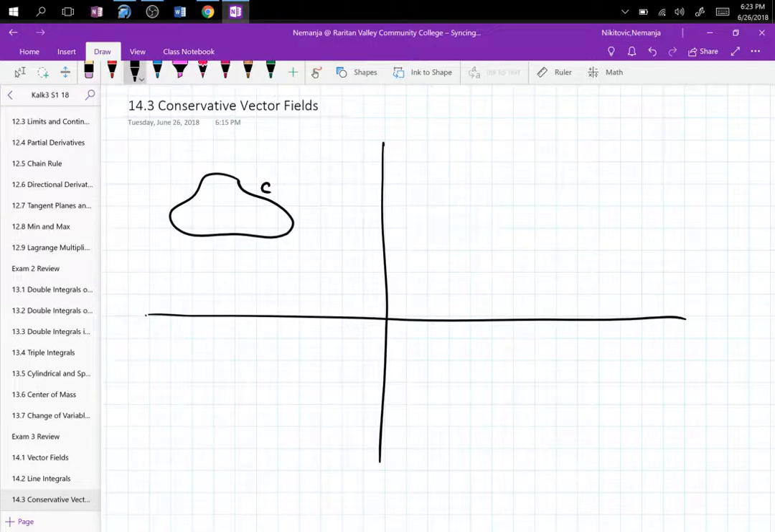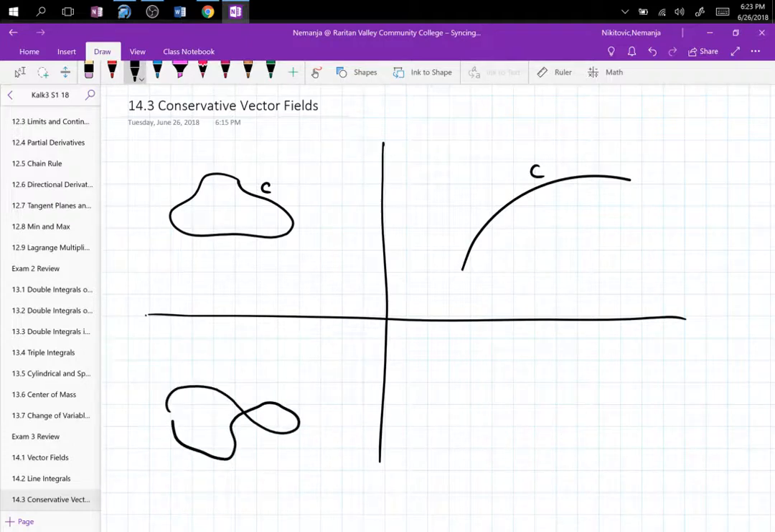I'm going to draw these curves that we want to consider. So all of these are those parametrized curves that we have. Now we are going to give them names.